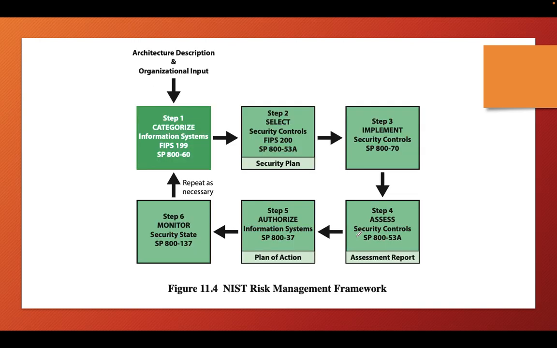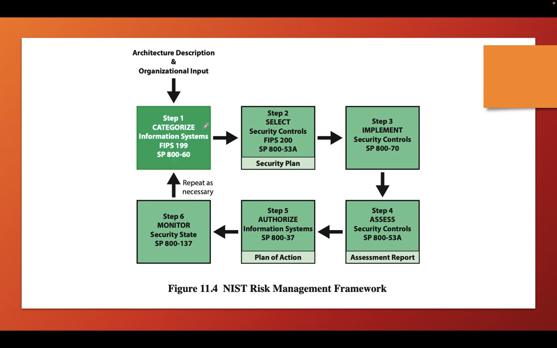So still looking at the architecture description and organizational input. The first thing you do when you are doing the risk management framework, because this canonical block diagram is the NIST risk management framework. Now this is our figure 11.4. When you do what we call the NIST risk management framework, the first thing you have to do in your step 1 is to categorize the information system. That's the first thing you do. You have to categorize the different categories of the information system.